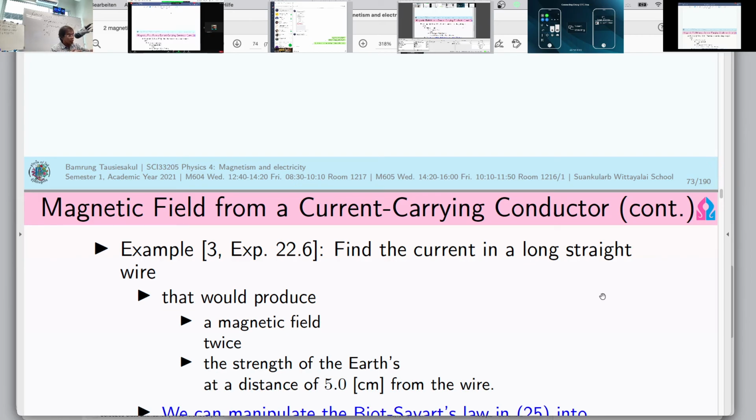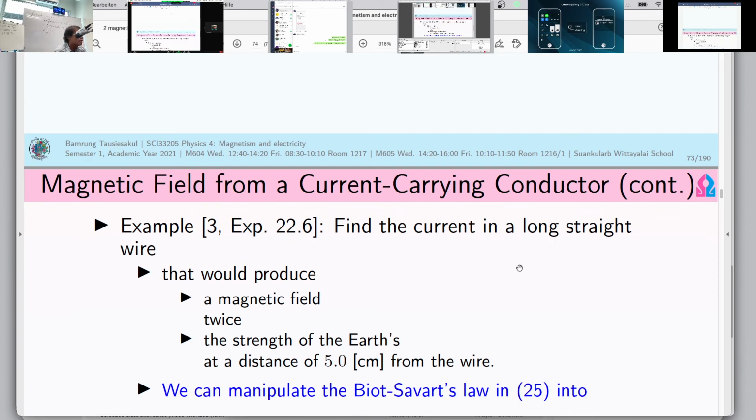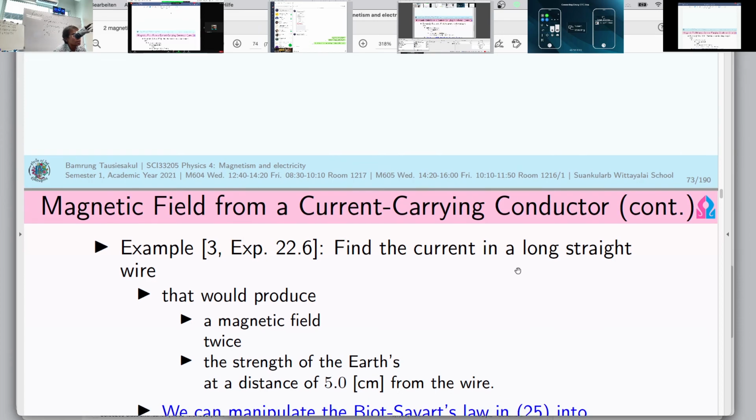How far we should stay in order to get the same magnetic field strength or magnetic flux density as the Earth's magnetic field, right? But in this one, assume that we are considering the conductor that has the current flowing inside.